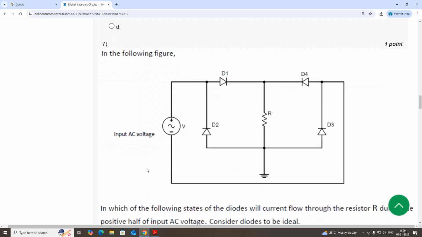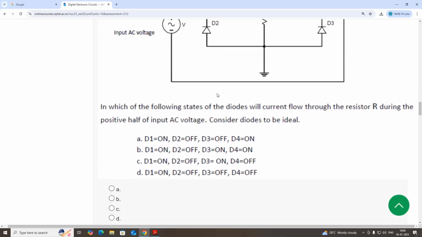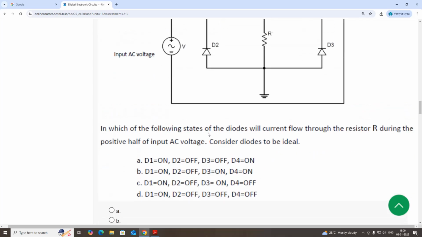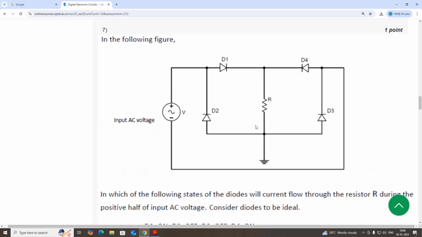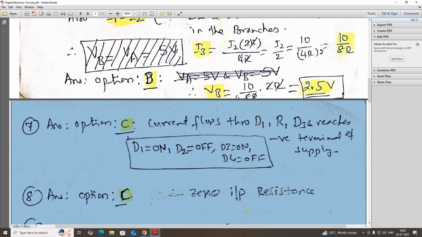Option B. Seventh one, in the following figure, what they're asking is in which of the following states of the diodes will current flow through the resistor R during the positive half cycle of the input AC voltage. So we'll see the current flowing through R here. So seventh question, option C, current flows through D1, resistor R, D3. So D1 and D3 are in on condition, and the remaining D2 and D4 are in off condition, and then finally it goes to the negative terminal. So seventh is option C.